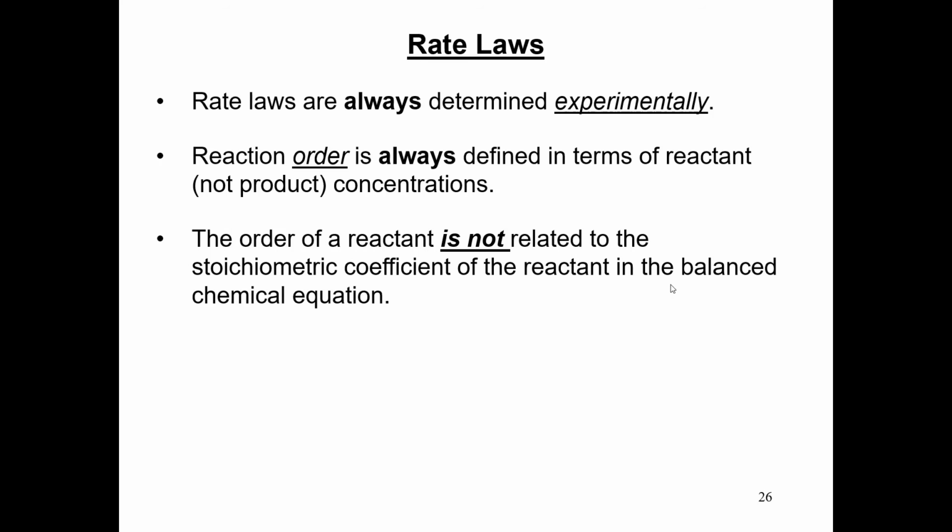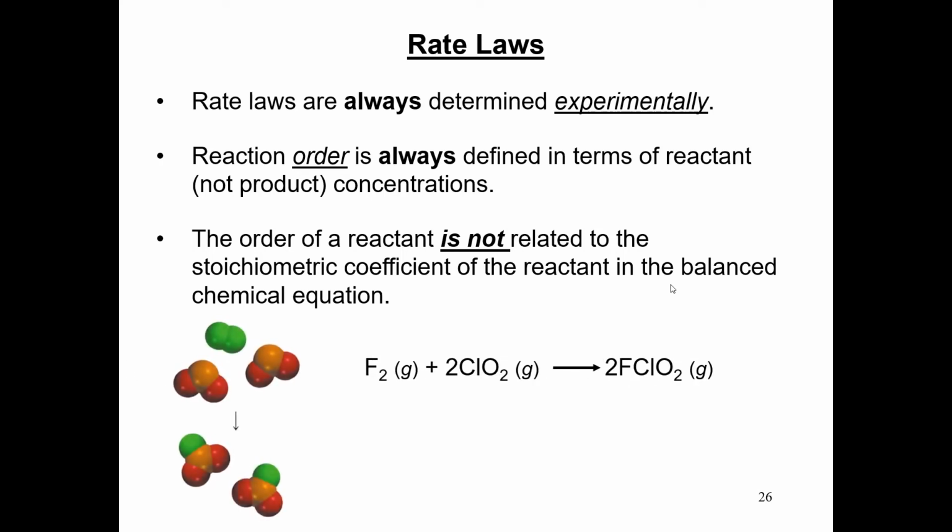Number 3, the order of a reactant is not related to the stoichiometric coefficient of the reactant in the balanced chemical equation. So let's look at this reaction that we were studying. Notice that experimentally, in other words, from the data they gave us, we determined that the reaction is first order in fluorine and first order in ClO2.